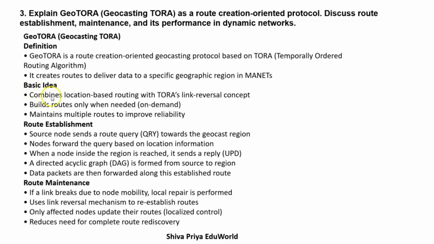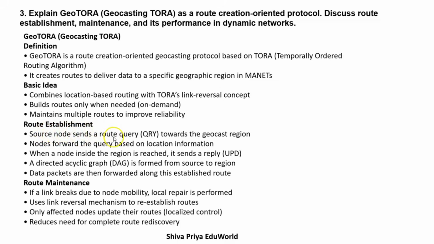The basic idea: it combines location based routing with TORA's link reversal concept. Along with that, it builds the route only when it is needed, on demand. It maintains multiple routes to improve reliability as well. If one route is not working, it will go with another route. That's why it maintains multiple routes to improve reliability. Route establishment: how it does the route establishment, let us understand.